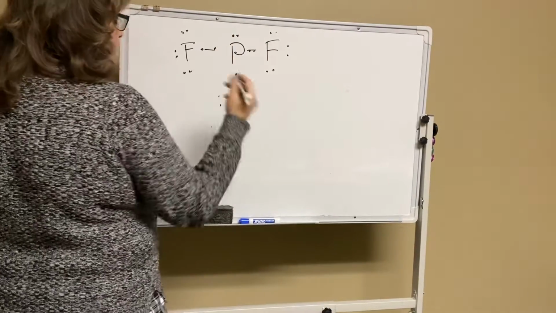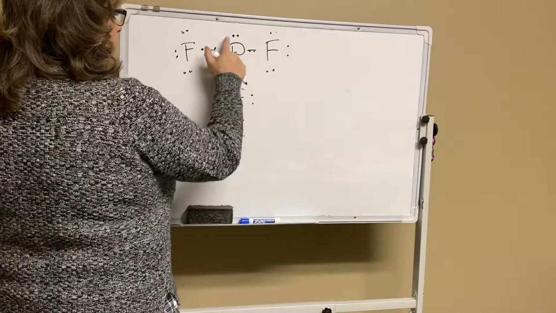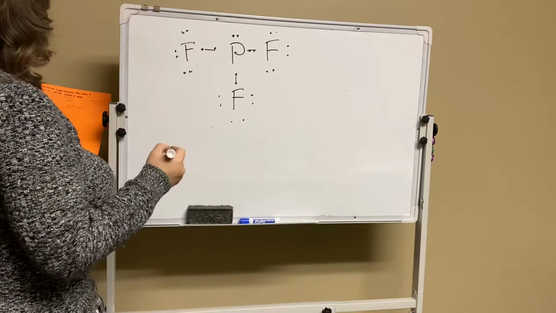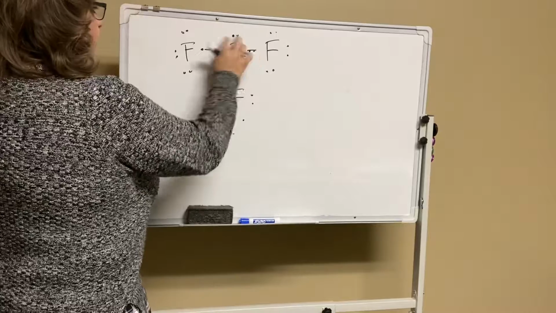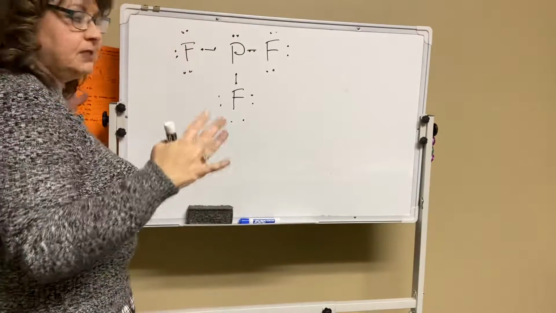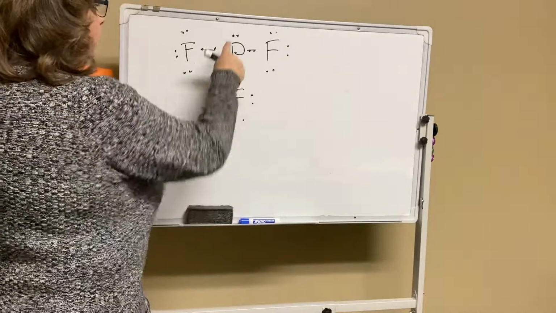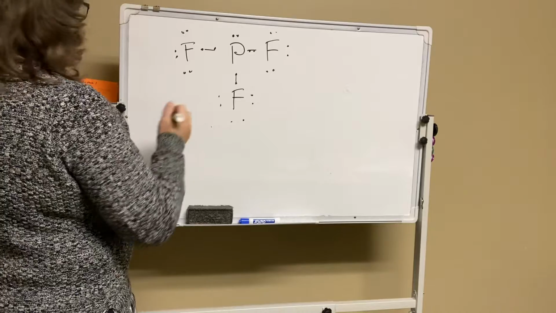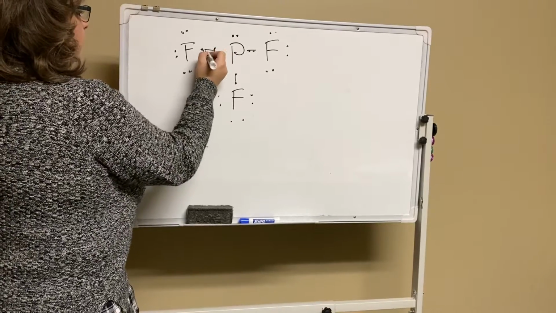Let's make sure that everything has 8. 1, 2, 3, 4, 5, 6, 7, 8. And we know that the fluorines do. On this particular one, I have these 2 electrons hanging out here. That's fine. They're paired up together, so it's okay to have them there. You wouldn't want one hanging out by itself, but it's paired, so it's fine. And so this type of shape, you'd be looking at something like this.